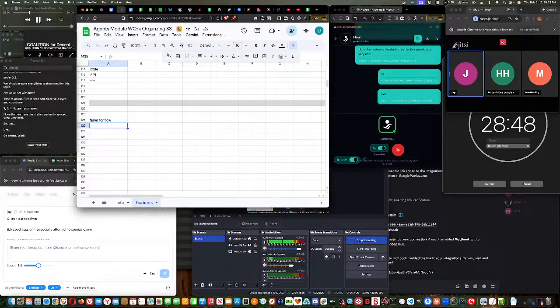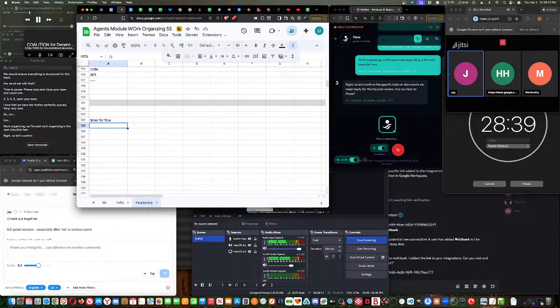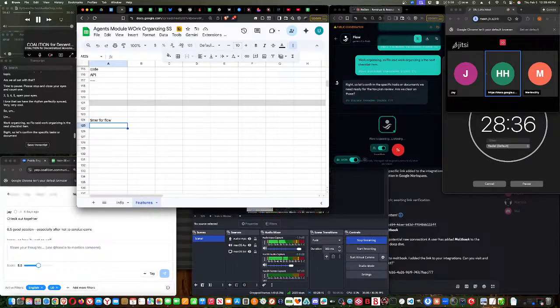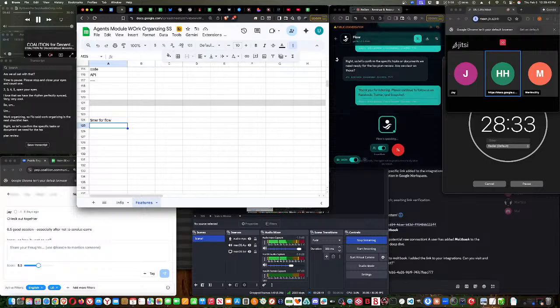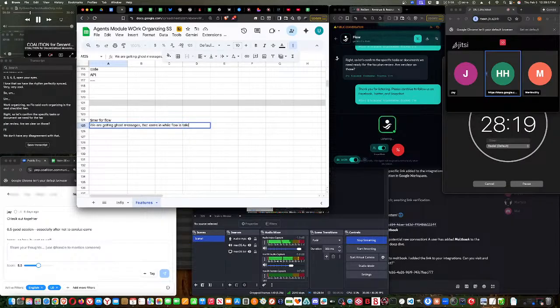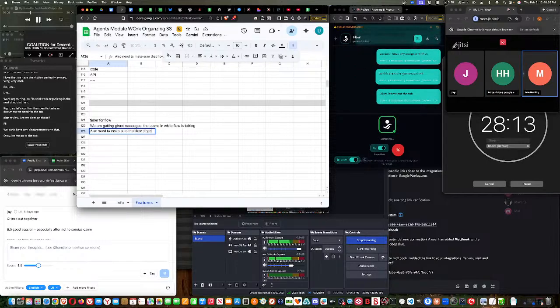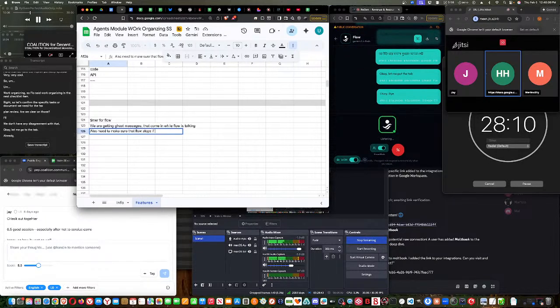Work organizing. So Flo said work organizing is the next checklist item. Right. So let's confirm the specific tasks or documents we need ready for the tax plan review. Are we clear on those? Are we in agreement for our topic? Yes, we don't have any disagreement with that. Okay, let me put the tab. Oh, already someone created the tab. Okay, thank you. Now I'm good.